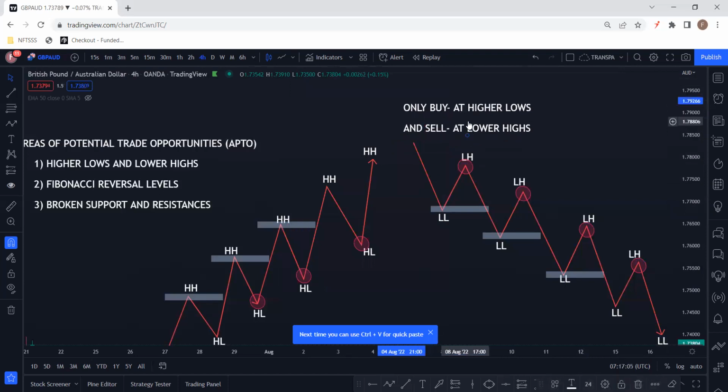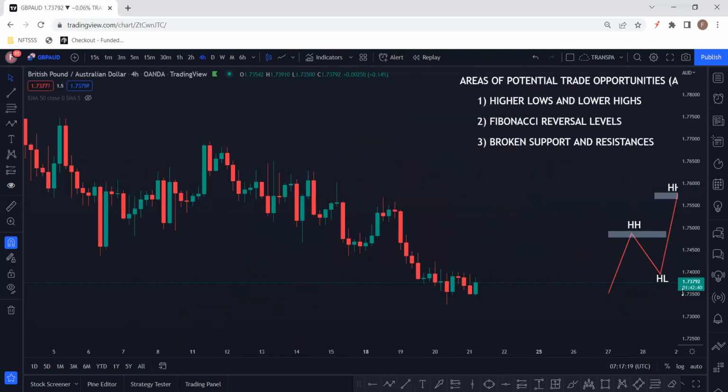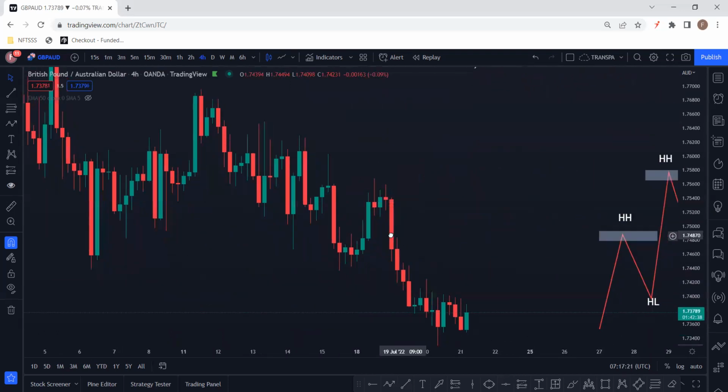You're only looking to get in on that buy trade at higher lows, and then you're looking to get in on the sell trade in line with the market structure, at lower highs. Let's look at practical chart examples of this.